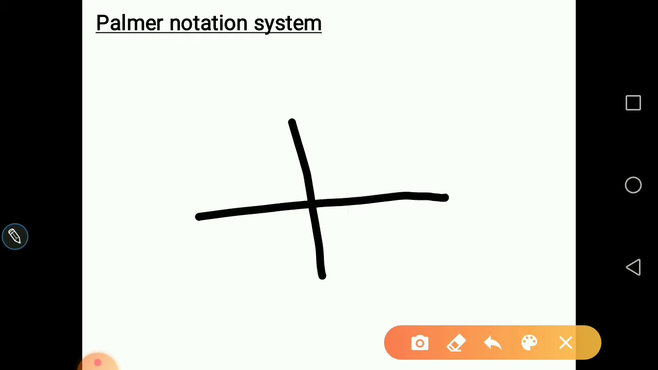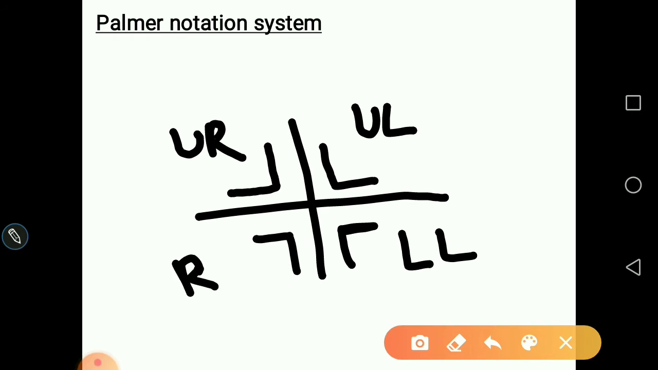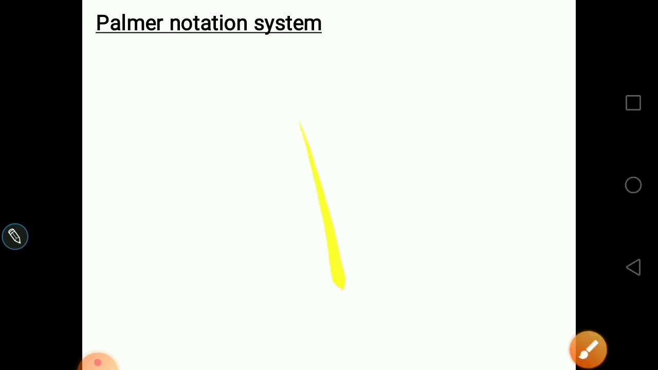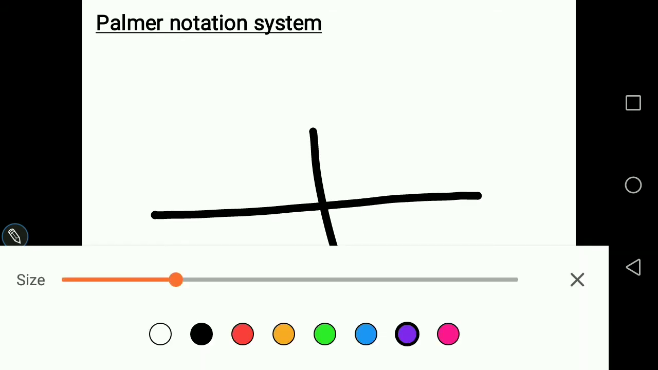I draw the quadrants. So this symbol is used for upper right, this symbol is used for upper left, lower left and then lower right. Now in permanent dentition we have these four quadrants and tooth numbers 1, 2, 3, 4, 5, 6, 7, 8.